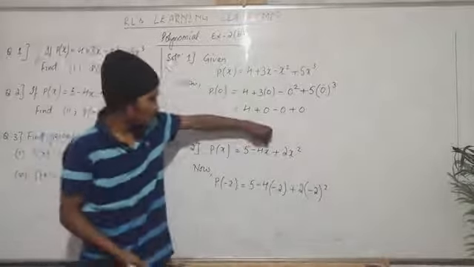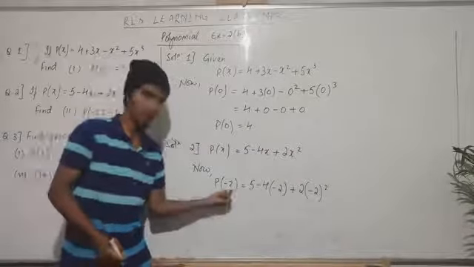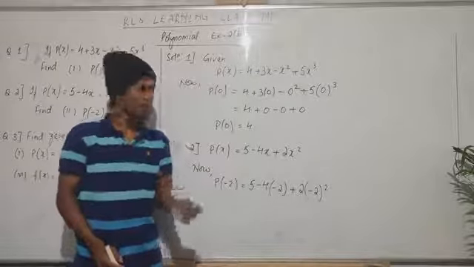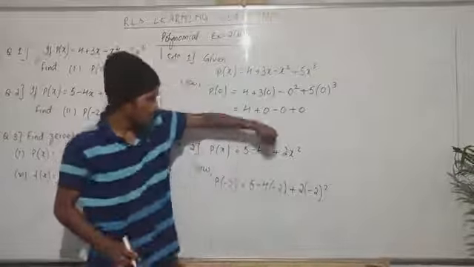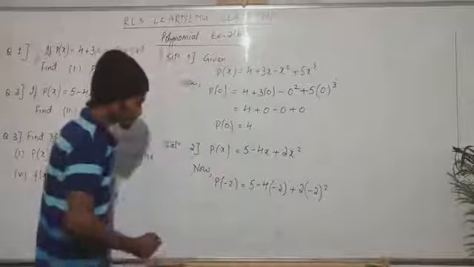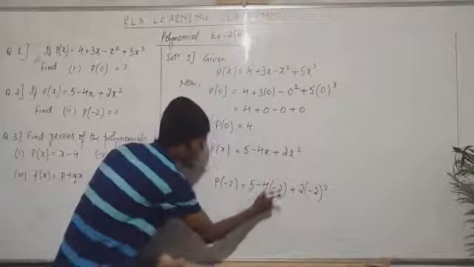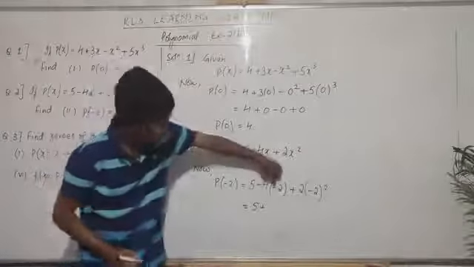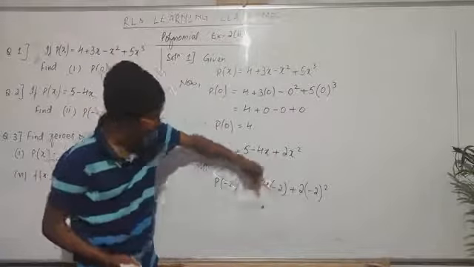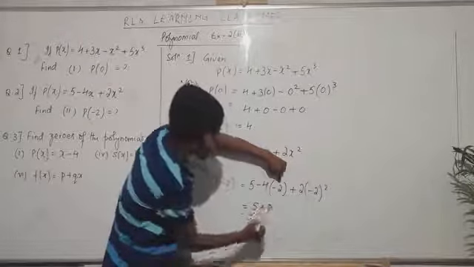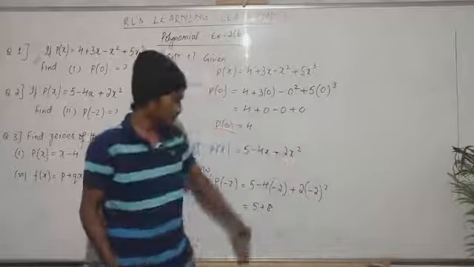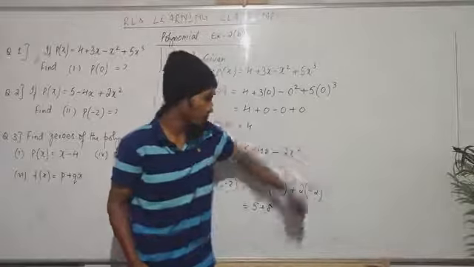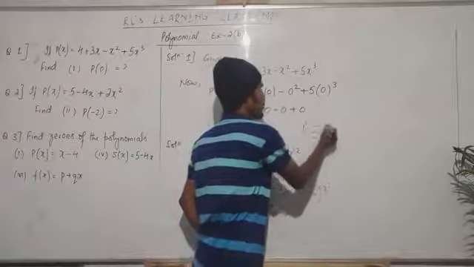Everywhere where x is present, we have to put this value. If we are given 2, we put 2. If we are given minus 2, we put minus 2. If we are given 1, we put 1. In place of x, we put that value. Then here will be 5. Minus into minus will be plus, then 4 into 2 is 8. Then here, don't go plus into minus, because there is a square here.